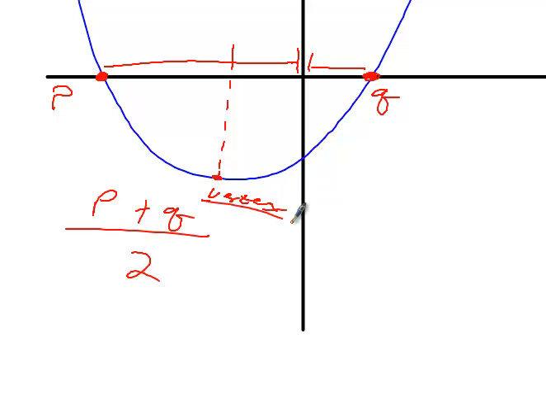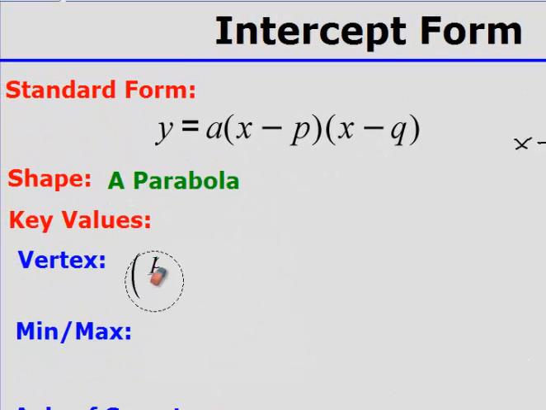So we're going to use the symmetry of the graph to find where our vertex actually is. If we come back over here, the x-coordinate of a vertex in intercept form is p plus q over 2. And if you notice, what's the sign on p in the equation? What's the sign of p at the vertex? It changes its sign. What about q? Negative to positive, so it changes its sign, okay?